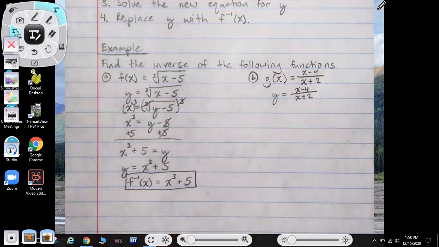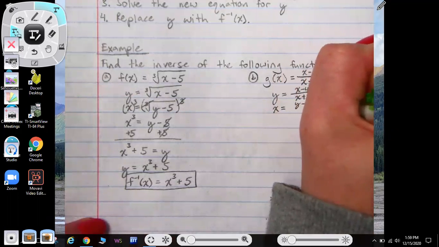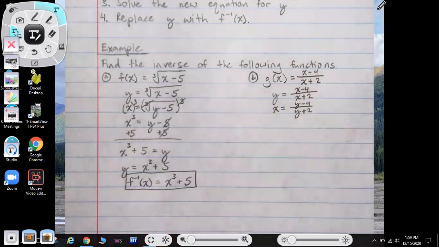Next step, switch the x and the y. So we get x equals y minus 4 over y plus 2. Just switched the x and the y's. Step 3, solve this equation for y. This, in my opinion, is the hardest part of these problems, remembering back to probably Algebra 1 when you learned a lot of this stuff about how to manipulate equations to solve for a variable.